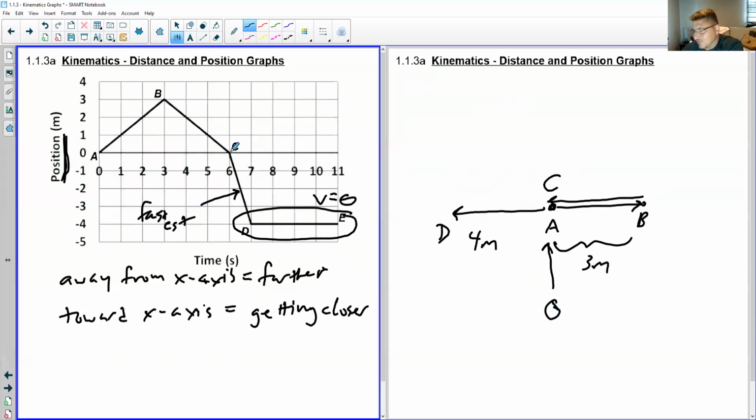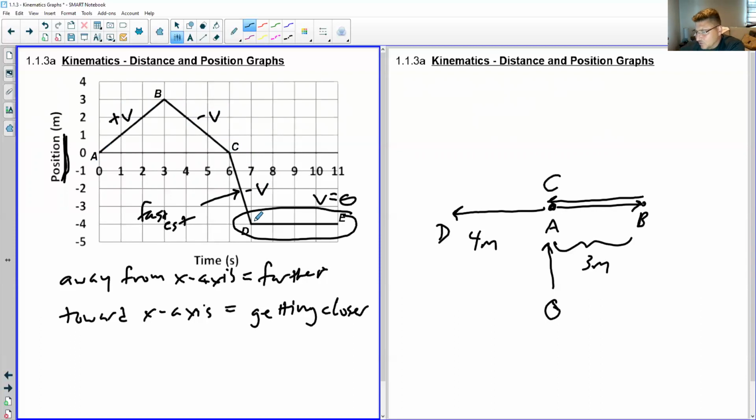Note that the speed for interval AB is the same as the speed for interval BC. However, they're not the same velocities, right? From A to B, you would have a positive velocity, and from B to C, you'd have a negative velocity because you're traveling in the positive direction and then in the negative direction. And here you'd have a negative velocity because you're traveling in the negative direction.